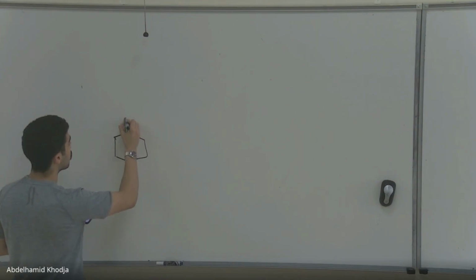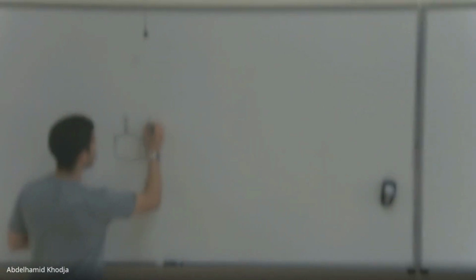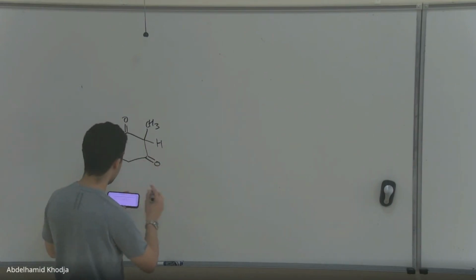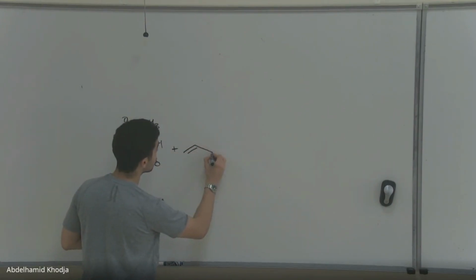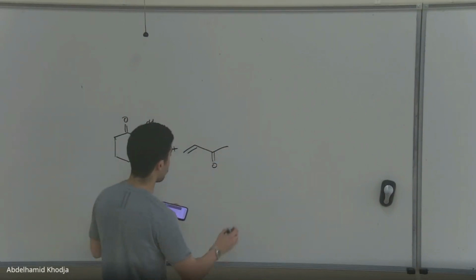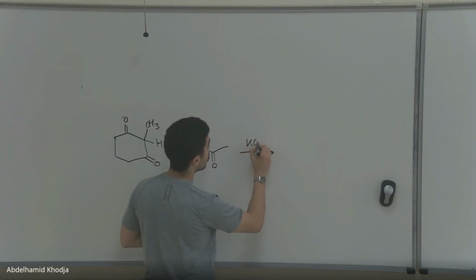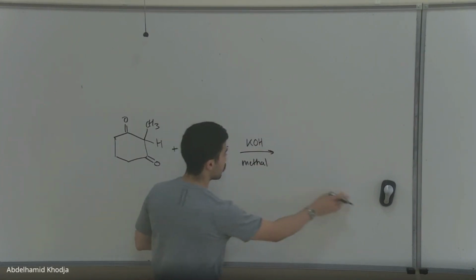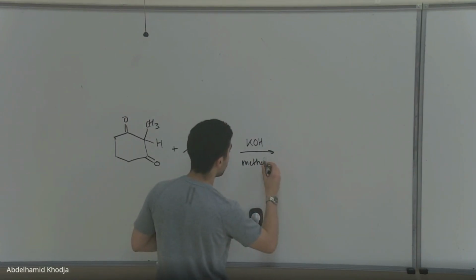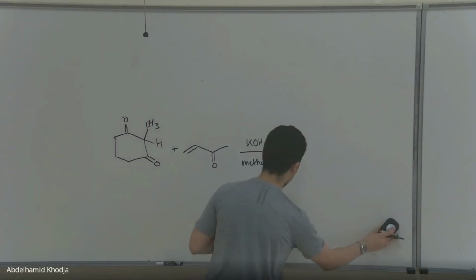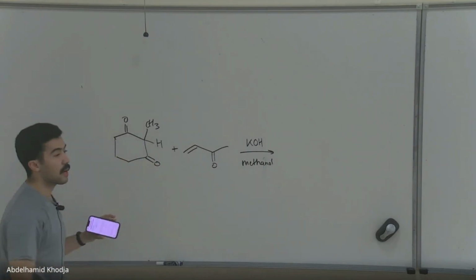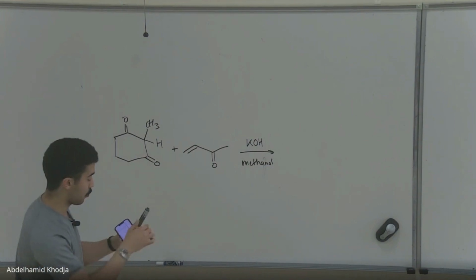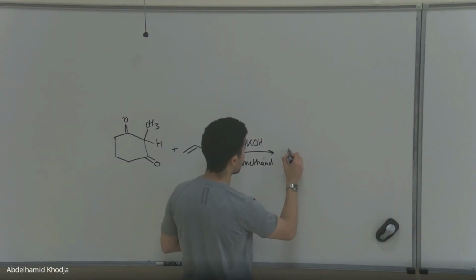Okay, we have a ketone here, CH3, H, we have a double bond, plus, in the presence of KOH and methanol. This is the setup for the Michael addition. You're asked to provide the mechanism for the final product, and the final product looks like this.